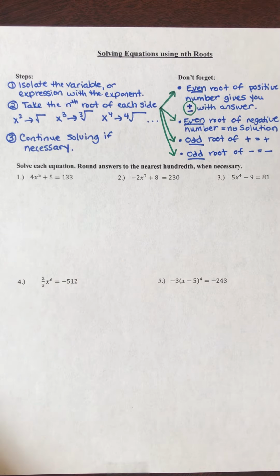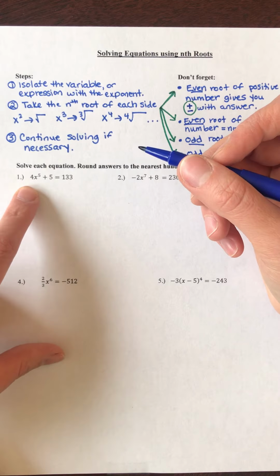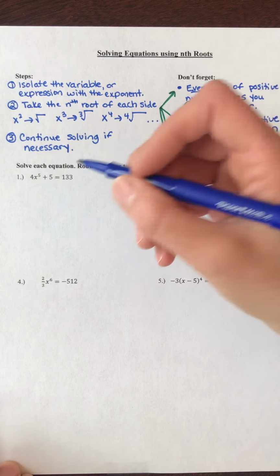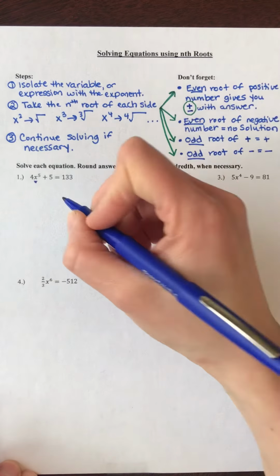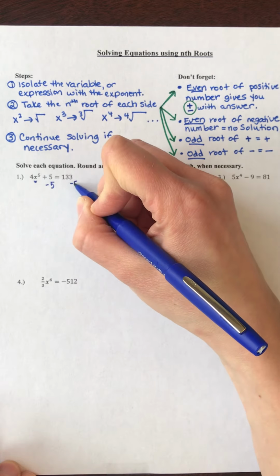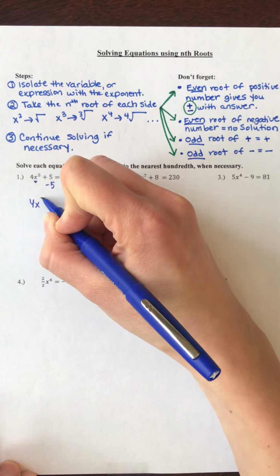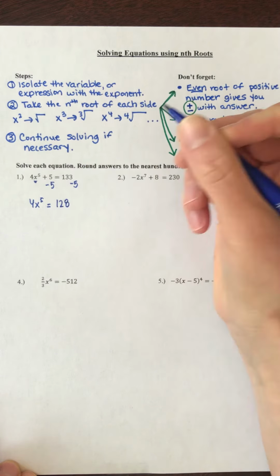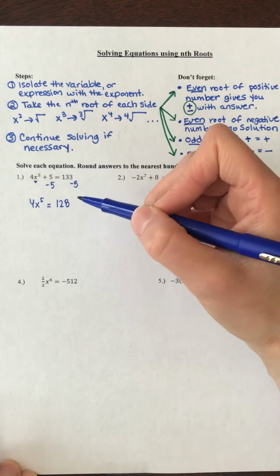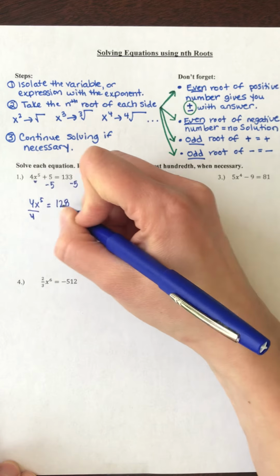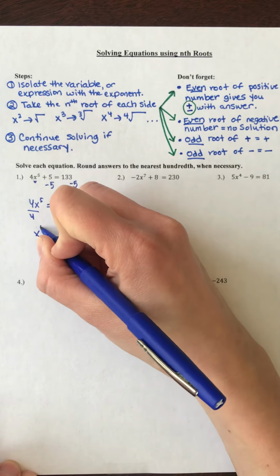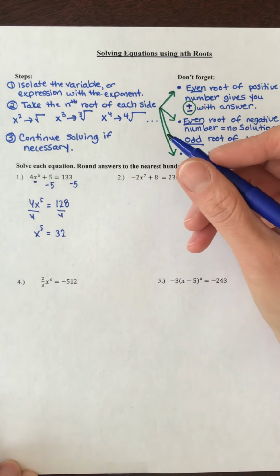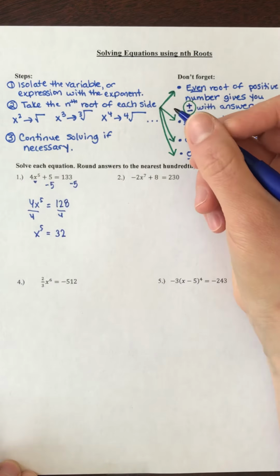All right, so let's look at number 1. If I wanted to solve 4x to the 5th plus 5 equals 133, the first thing I'm going to do to isolate x to the 5th is I'm going to subtract 5. And I'll get 4x to the 5th equals 128. I don't want to take the 5th root of each side yet. I want to divide each side by 4, and I get x to the 5th equaling 32.